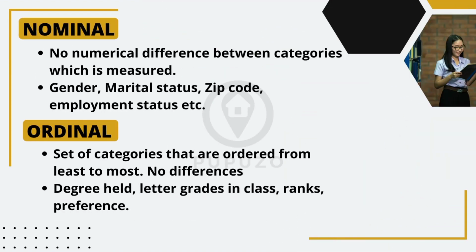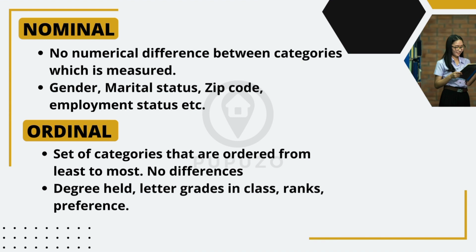To begin, let's discuss the four commonly used scales of measurement: nominal, ordinal, interval, and ratio. Each scale has its own characteristics and level of measurement, providing valuable insights into the data collected.